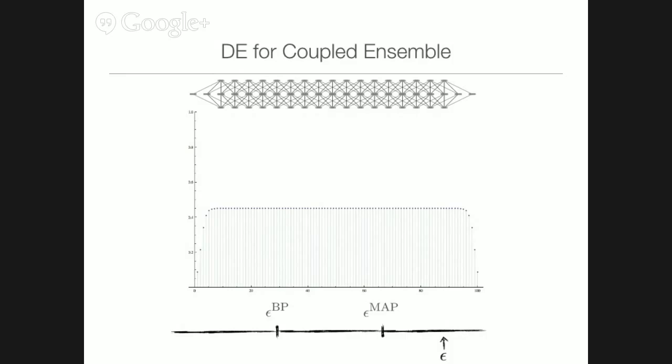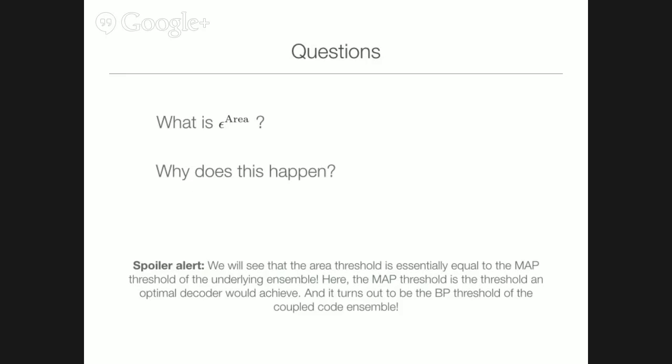Between the BP and the MAP threshold, it actually behaves very differently, and these thresholds can be quite different. So, for example, for the (3,6) code, the 43% now goes up to 48.84 or something. So the MAP threshold, if you could do MAP decoding for the (3,6) code, has a much better threshold, and this coupled code will actually achieve it.